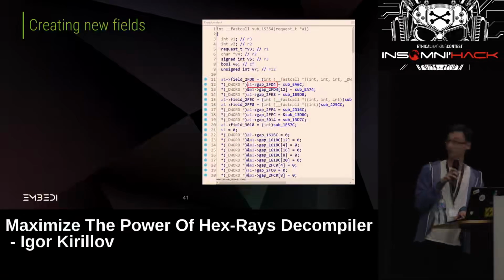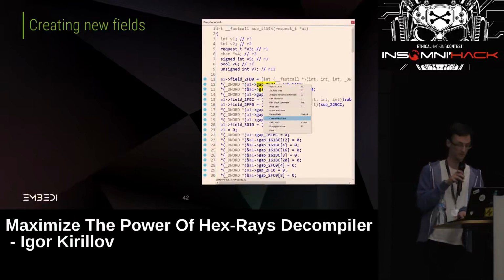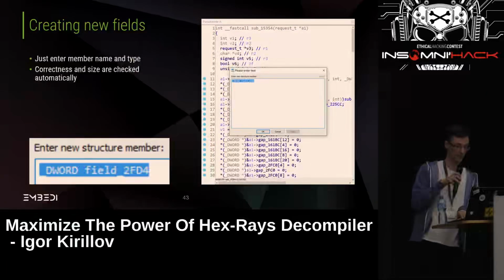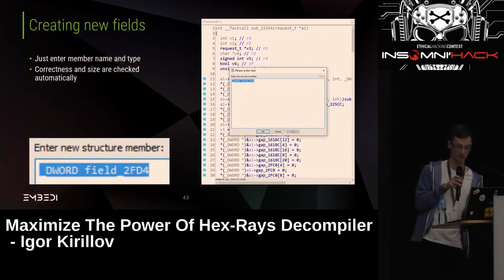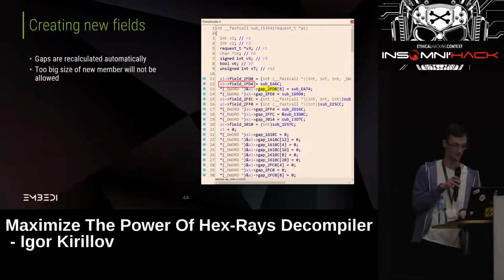So let's create a member from this gap. Here we choose the Create New Field menu. And you can see the window where we can paste a new member type and name. It can be an array of elements or any other type you may choose, and all necessary checks about its size and whether it overrides other members are implemented automatically. And if everything is fine, the structure type will be changed. Here you can see that the new member was created.